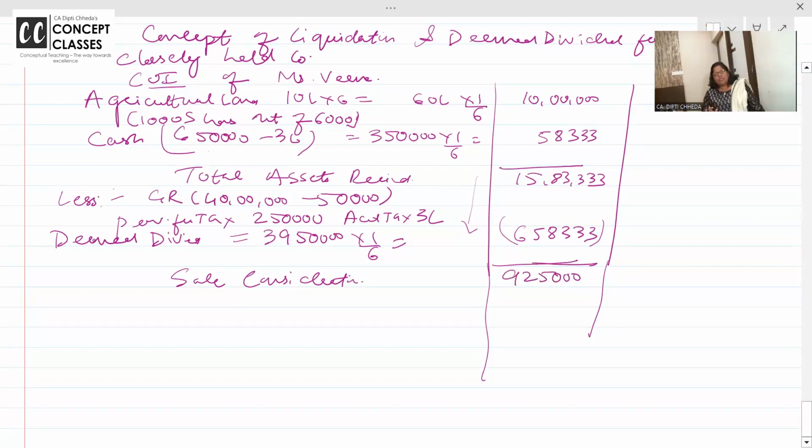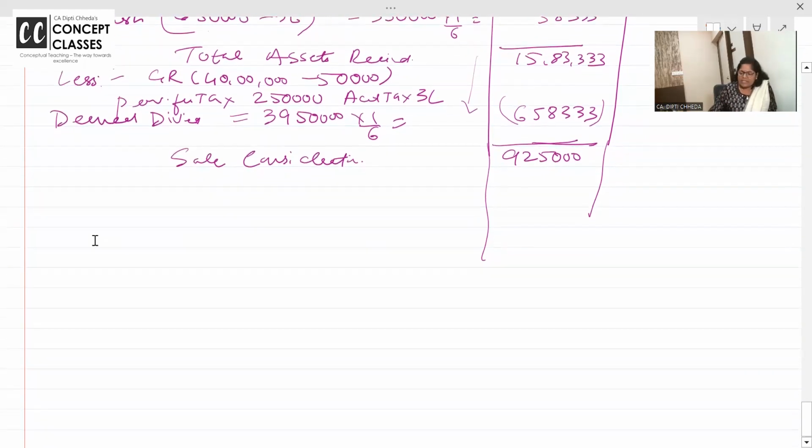Anyone having doubt? Total from the company, I got land, cash, all 15 lakhs. But out of that, whatever has come against reserves is taxable as income from other sources, and whatever has come against capital, that is sale consideration. So what is the sale consideration? 9,25,000.